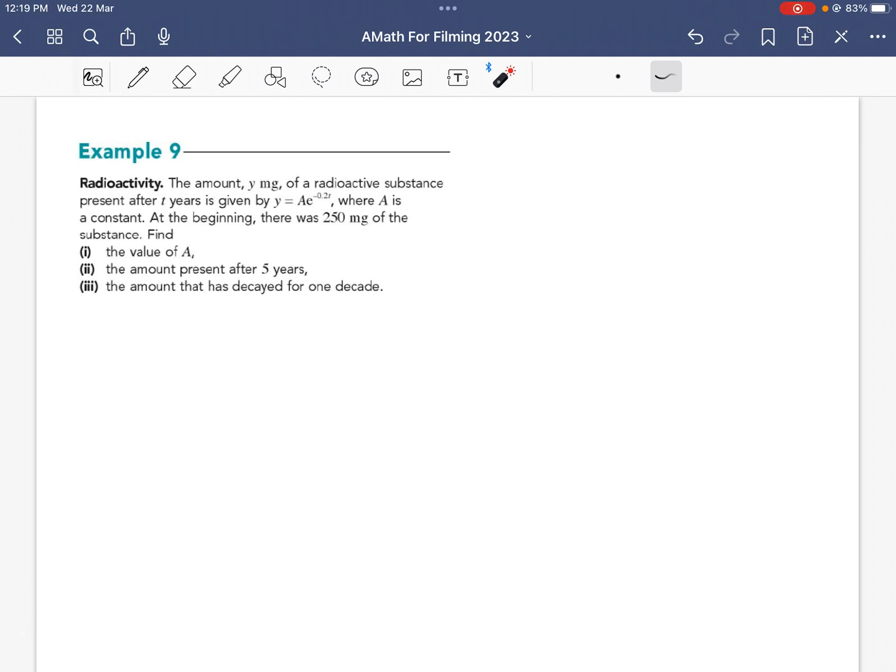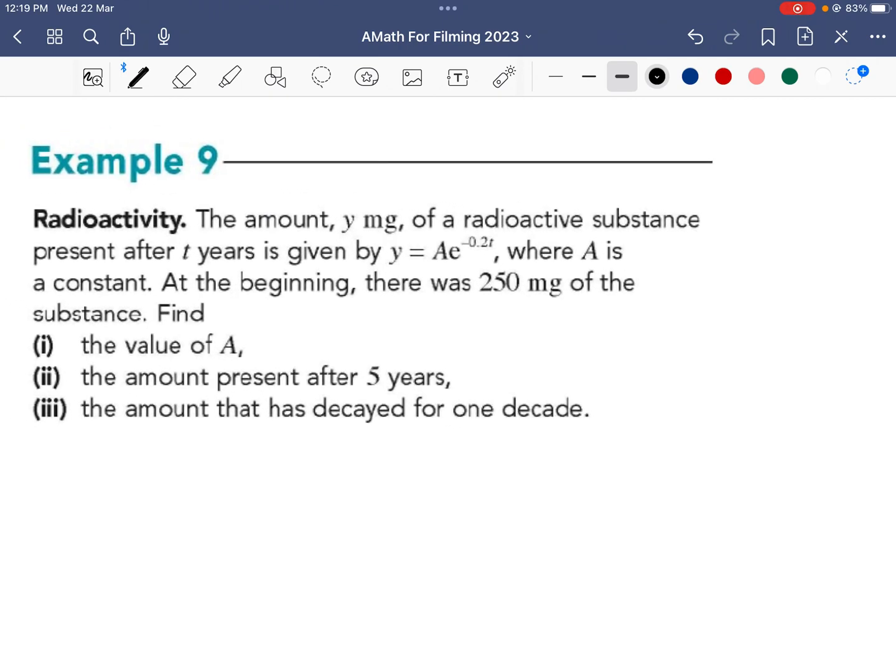Okay, last example for this chapter, example 9. The amount Y of a radioactive substance present after T years is given by this equation here, where A is a constant. At the beginning, there's 250 milligrams of substance. Find the value of A.